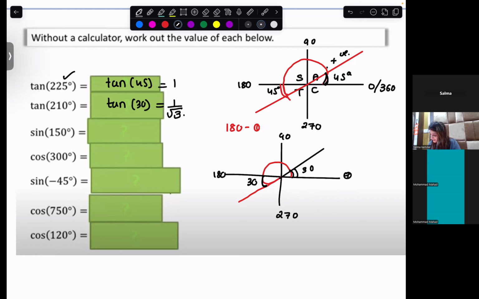Now sine 150. Sine 150 is going to be 180 minus 150, which is 30. And where will it reflect? Miss, but how is this angle 30?